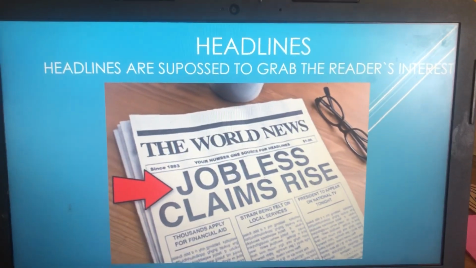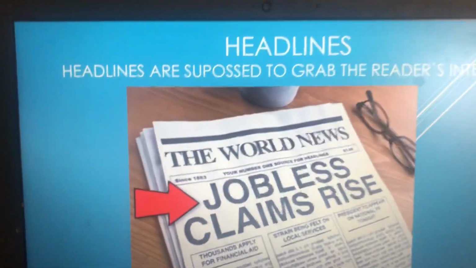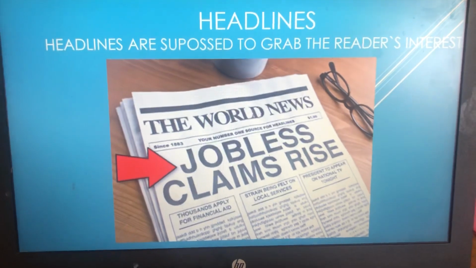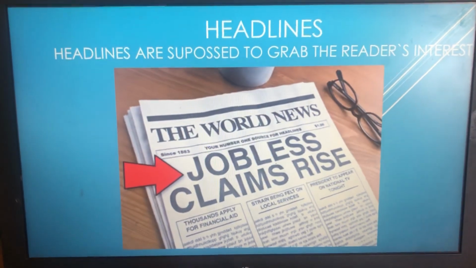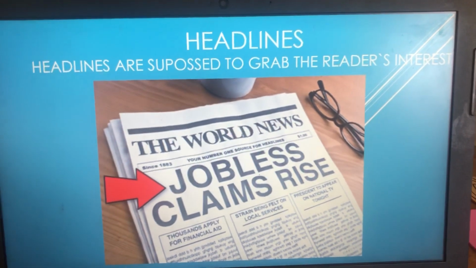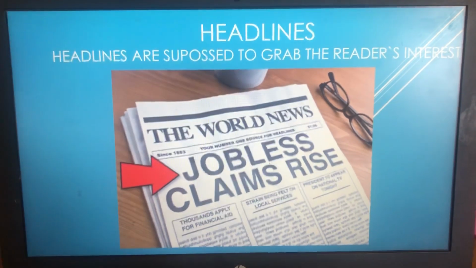Headlines. Headlines are supposed to grab the reader's interest. What does the word headlines mean? It means that it's the top part of a newspaper or a magazine. It's where they catch your attention or they tell you what the article is going to be about. For example, nowadays for sure, all the news and the articles, the headlines are about coronavirus.